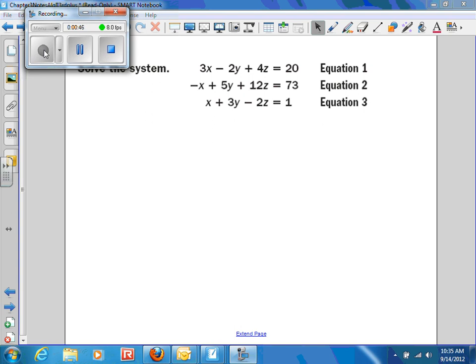So I'm looking at the z's. I've got a 4, a 12, and a negative 2. It could work because I could multiply negative 2 and get 12, and I can multiply 4 and get 12. So it would work, but I have to multiply a lot of things.